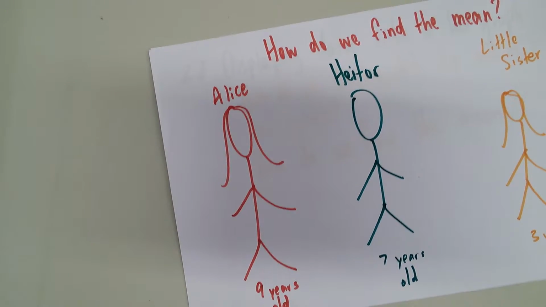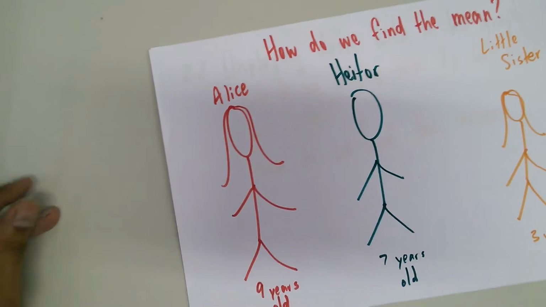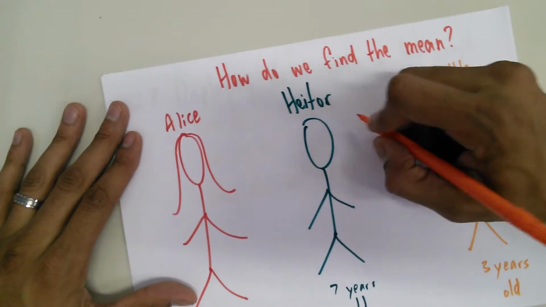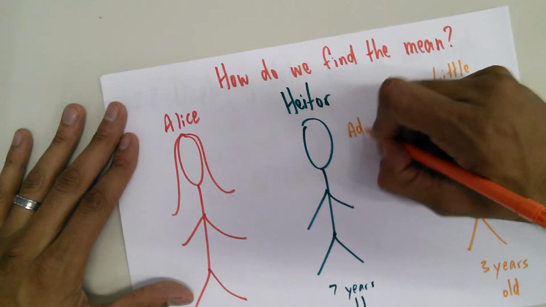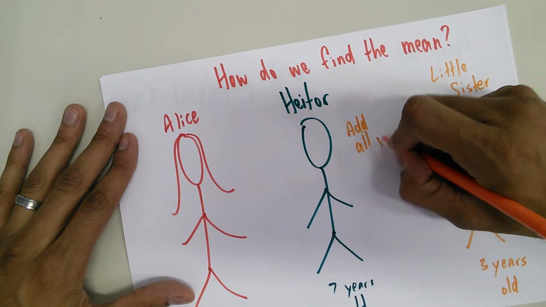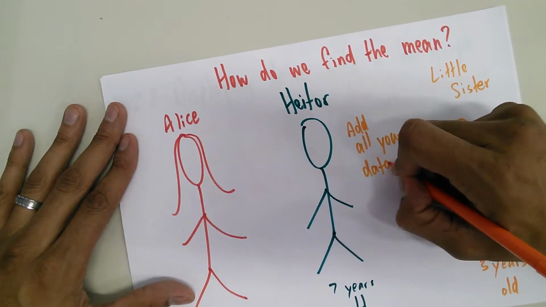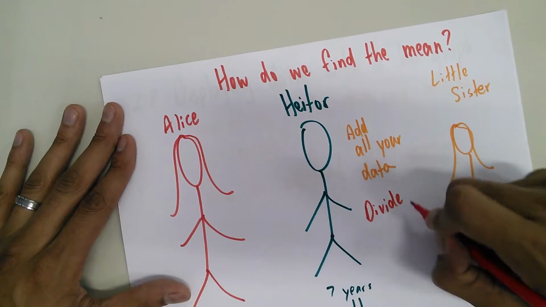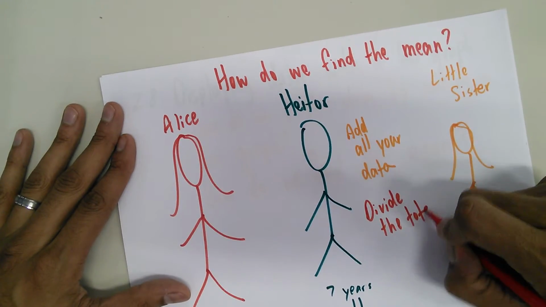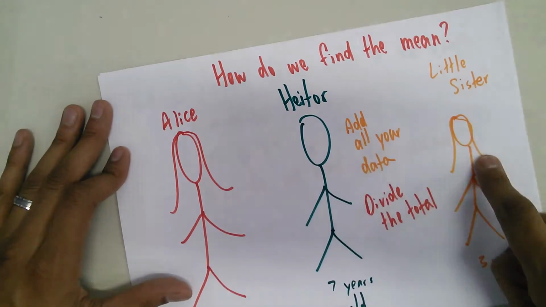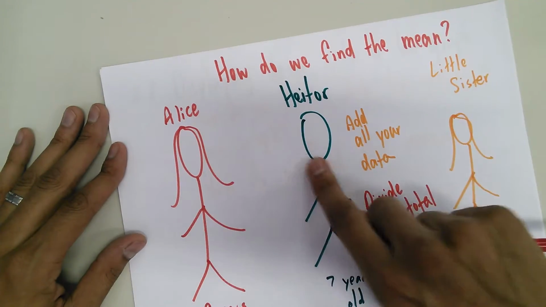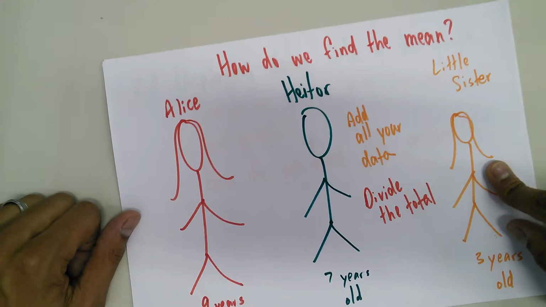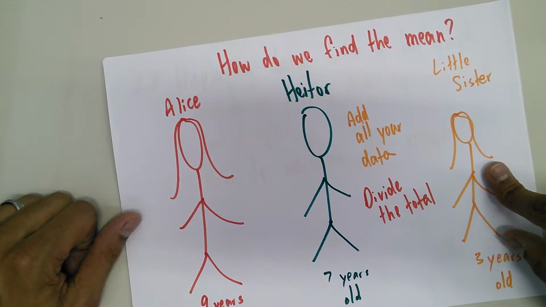So let's pretend Alice is 9 years old. Let's pretend her brother Aitor is 7 years old. And let's pretend her little sister, whose name I don't remember right now, is 3 years old. So to find the mean, what you want to do is, step 1 is add all your data. That's step 1. Step 2 is to divide the total by the pieces of data you collected. So if I'm counting 3 pieces of data, then I divide by 3. If I'm getting data from 19 children, then I divide by 19. If I'm getting data from, let's say, 5 people, I divide by 5.